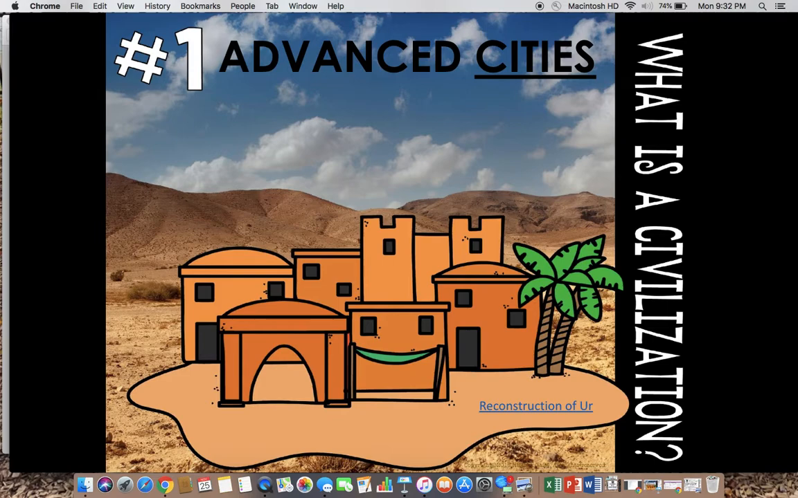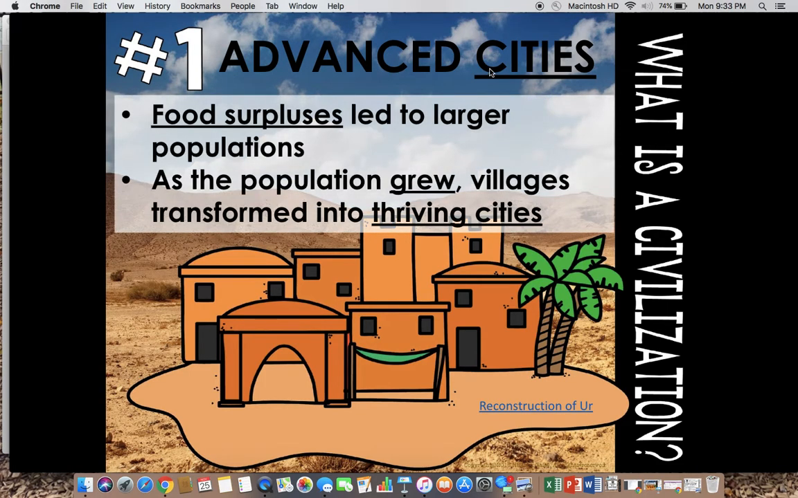So the first feature is advanced cities. Now we want to remember that a city is a large group of people who live together. Often cities are centers of trade or the exchange of goods. You have people growing food and exchanging it for products that other people are making. And it's kind of a center where everyone is coming together and trading and living together.